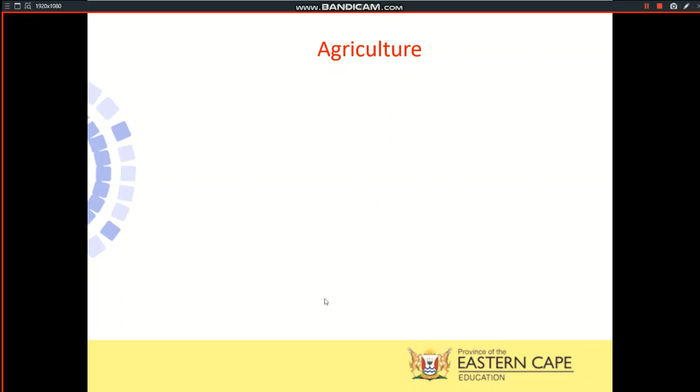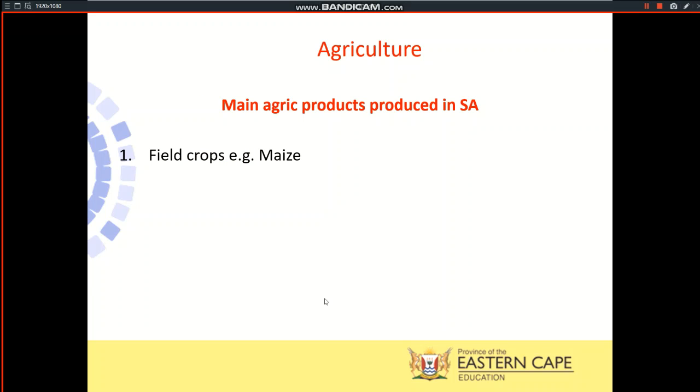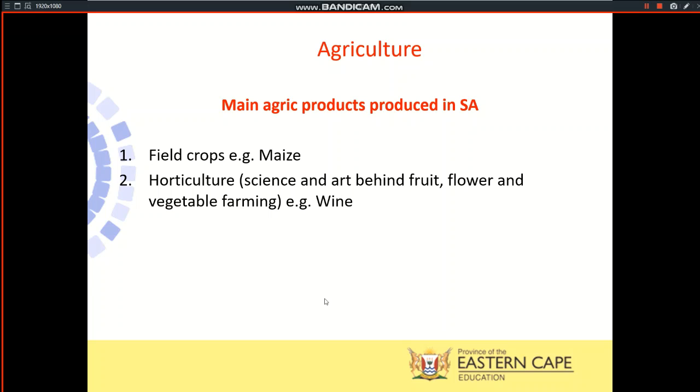Let's look at agriculture, because agriculture is one of the sectors that we study under the primary sector. Right. Let's look at agriculture more closely and see basically what it entails. The main agricultural products in South Africa are your field crops, for example maize. Behind that is fruit, flowers and vegetable farming, and we've got wine as well. We've got animal products, for example your meat and wool.